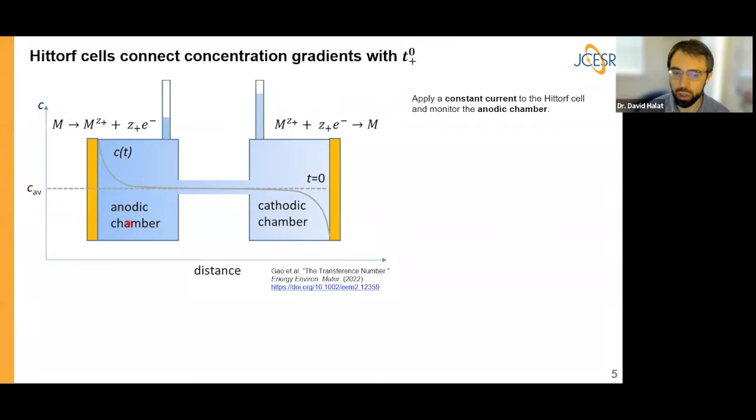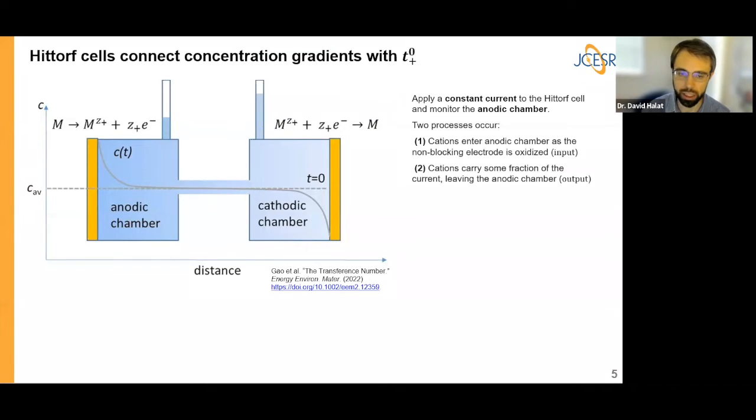So when current is flowing, there are two different processes that occur. First, we're oxidizing the electrode and forming cations that enter the chamber directly, which increases the salt concentration. But we know that because this is an electrolyte that is under the influence of an electric field, some of those cations will be carried away from the electrode and leave the chamber, right? So this second process is actually determined by the transference number. And this is shown in the equation here, where the transference number enters into the second term, which relates to the number of cations that leave the chamber.